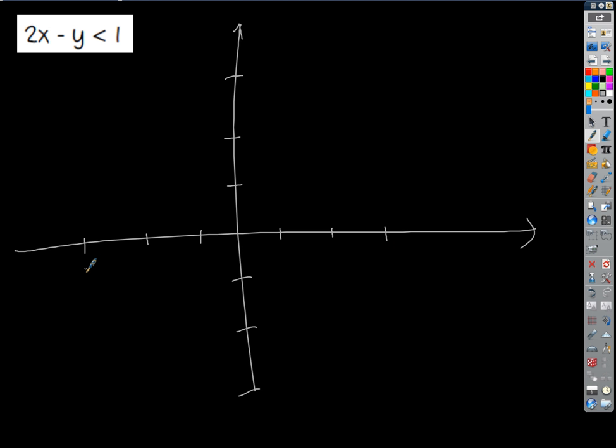Okay, so if we want to graph the boundary line, the boundary line is going to be the equation. So to get the boundary, we're just going to take that inequality and make it an equal sign. So 2x minus y equals 1. What was our trick for graphing a line in standard form? Remember, all we need are 2 points, right? Remember the trick?